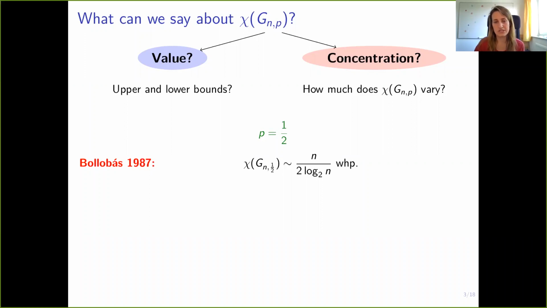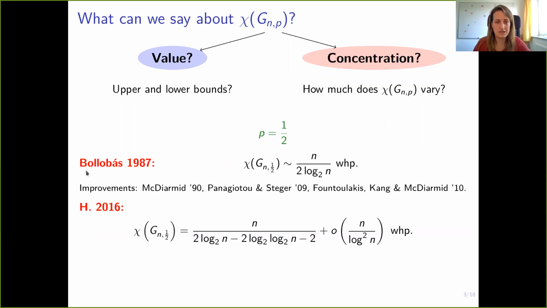Then it remained an open question for quite some time what the asymptotic value of the chromatic number of G(n,1/2) is, until it was settled in a well-known paper by Bollobás from '87. He showed that asymptotically the chromatic number of G(n,1/2) is given by this expression with high probability. This was already known as a lower bound, and the lower bound is easy; the tricky part is showing that this is an upper bound. This result was sharpened a couple of times by all of these people who gave either sharper upper or lower bounds.